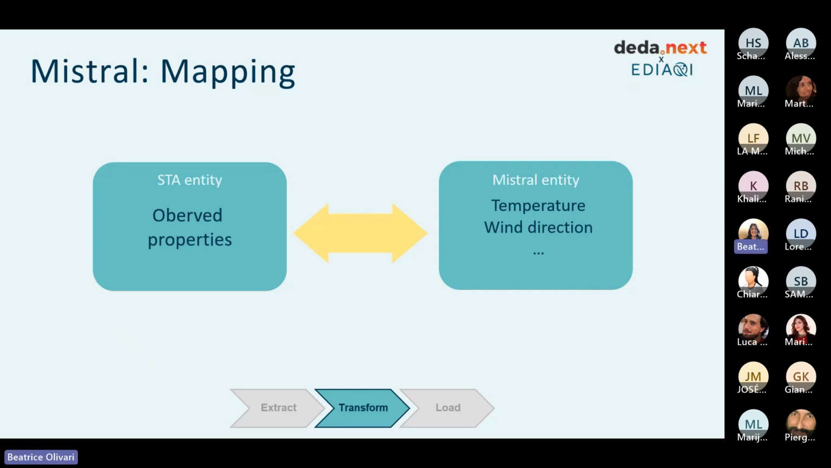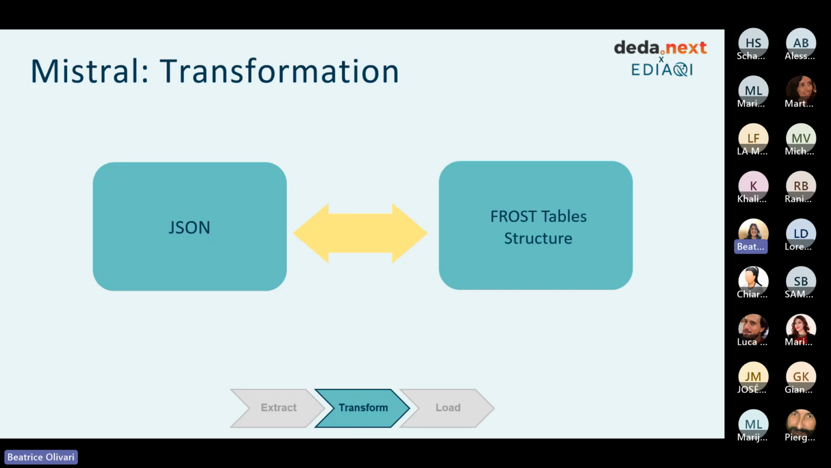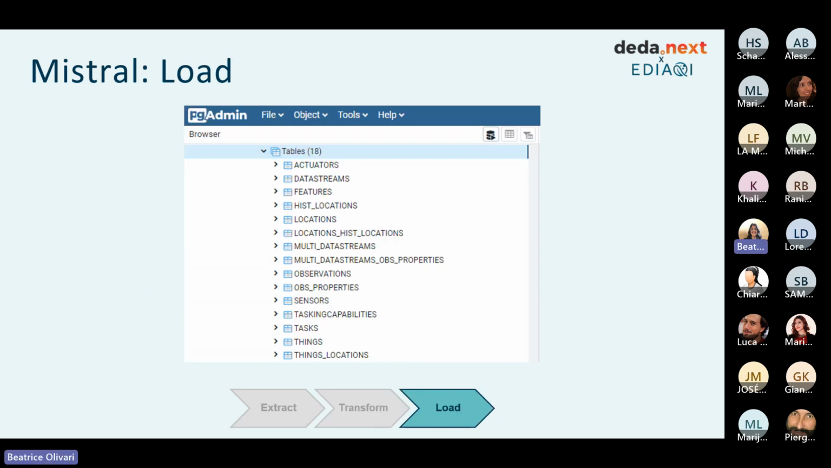And after we have done this mapping, we can actually perform the transformation. The transformation is what brings the data from being the JSON that comes out of the API to being the data inside the Frost tables. And finally, once we have done this, we can upload the data inside the Frost structures. So the output of this ETL process would be tables like the Frost tables with data inside.